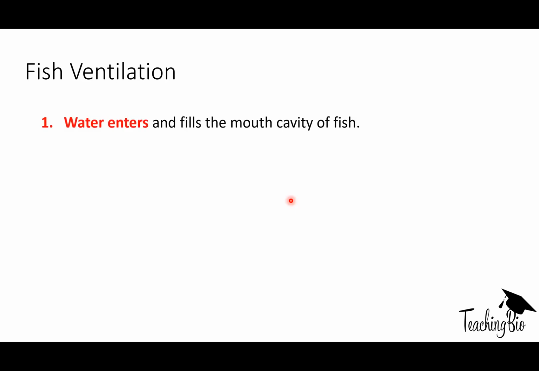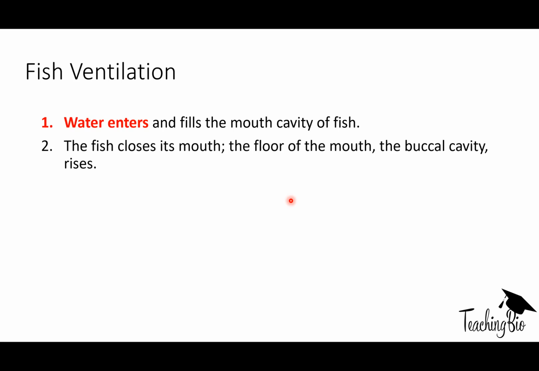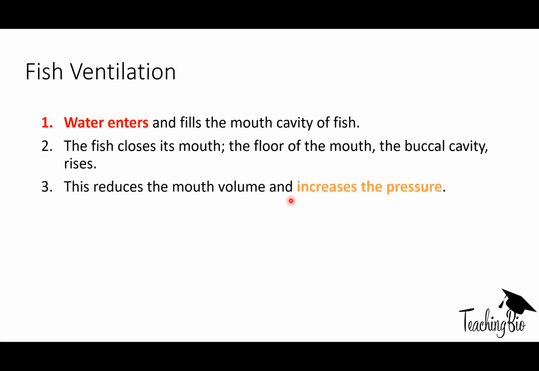So in terms of how fish actually ventilate, we'll take it step by step. First, water's got to obviously enter the mouth cavity of the fish. The fish is in water, therefore water's probably going to enter. Once the water enters, the fish will close its mouth. If it closes its mouth, the floor of its mouth, which is called the buccal cavity, is going to rise. The rising of that floor of the mouth reduces the volume in the mouth, therefore increases the pressure.